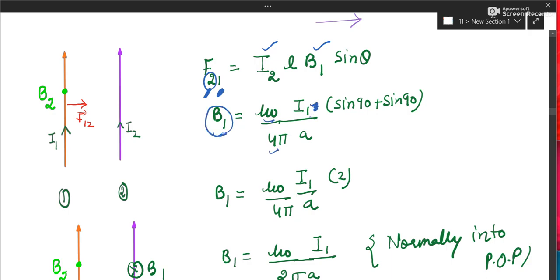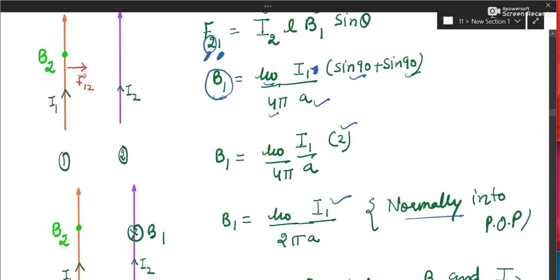Don't forget to put 1 by perpendicular distance, sin 90 plus sin 90, it's 2. So the expression of B1 is ready. Talk about the direction. For that you have to check what the first current is. First current is like this. So bring your thumb here, thumb like this, and bring curls here. So you will say it is normally into the plane. If you know the rule, you will be able to apply.